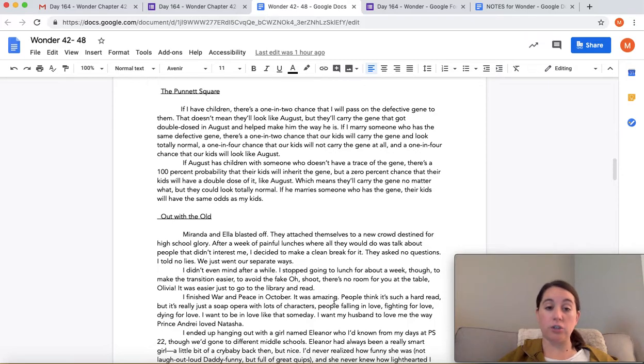If August has children with someone who doesn't have a trace of the gene, there's a 100% probability that their kids will inherit the gene, but a 0% chance that their kids will have a double dose of it, like August, which means they'll carry the gene no matter what, but they could look totally normal. If you marry someone that has the gene, their kids will have the same odds as my kids.